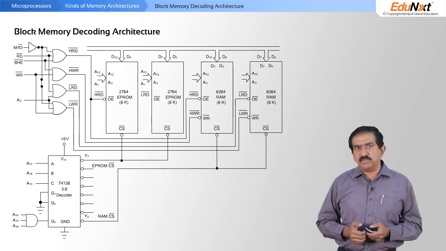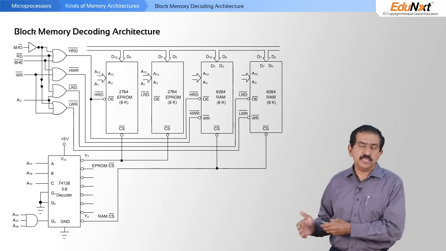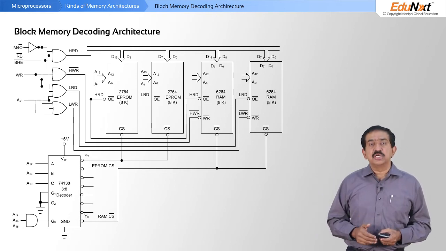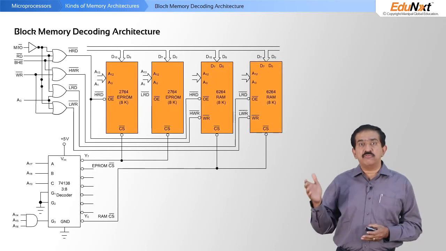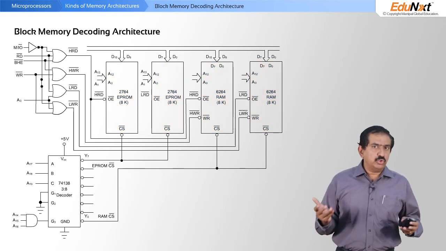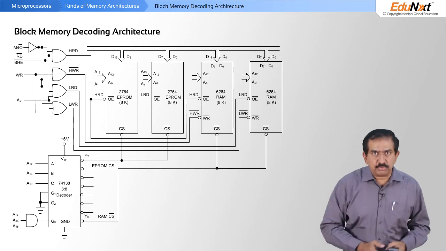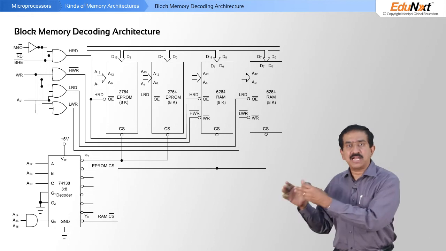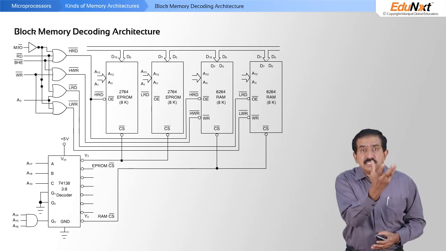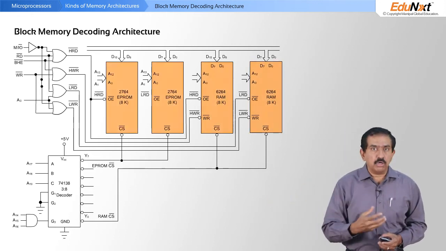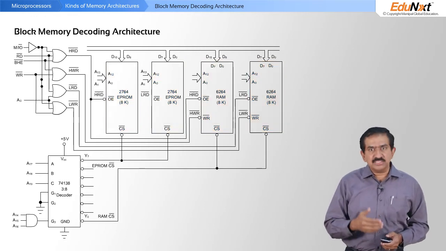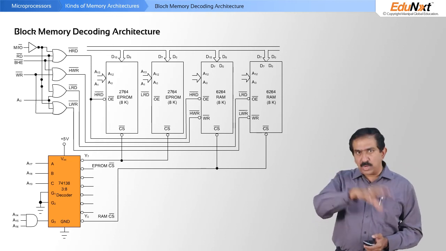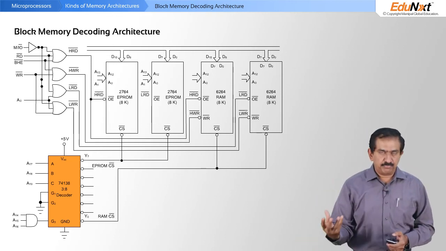The third kind of memory architecture is called the block memory decoding architecture. As the name suggests, in this architecture, you access blocks of memory. Why would you do this? Suppose you have E squared PROM in your design. You have ROM in your design. You have RAM in your design. You can access each of these kinds of memories as blocks of memory. And the way it works is you use a decoder, and the decoder will help you select one block of memory or another.